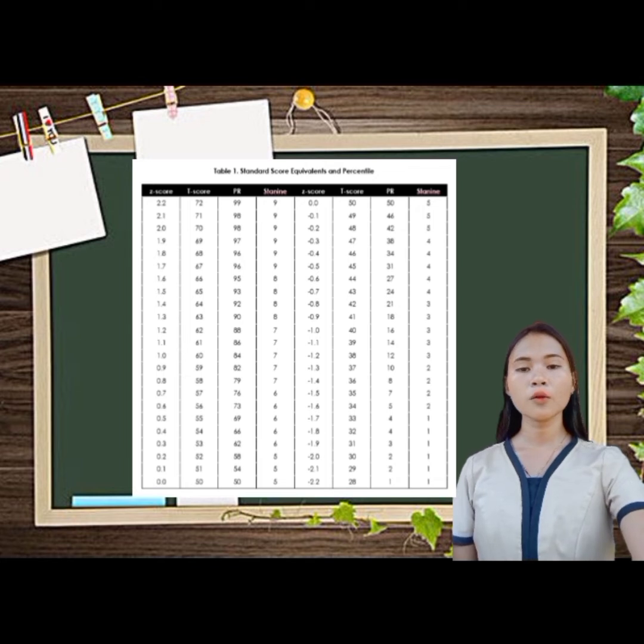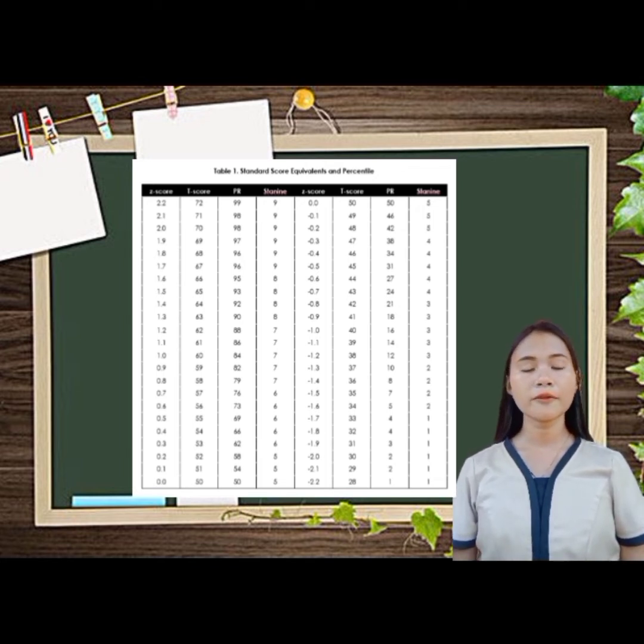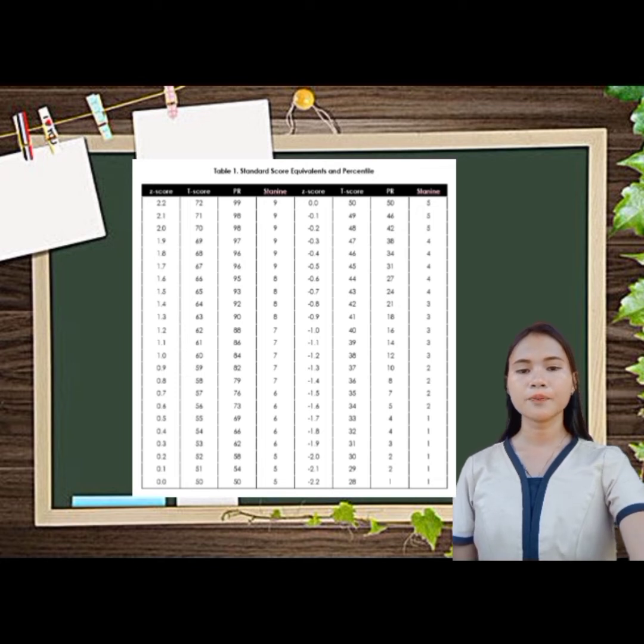So how to use the z-table? To use the z-table, first go down the row with the first 2 digits of your z-score. Second, go across to the column with the same third digit as your z-score. And third, find the value of the intersection of the row and column from the previous steps.